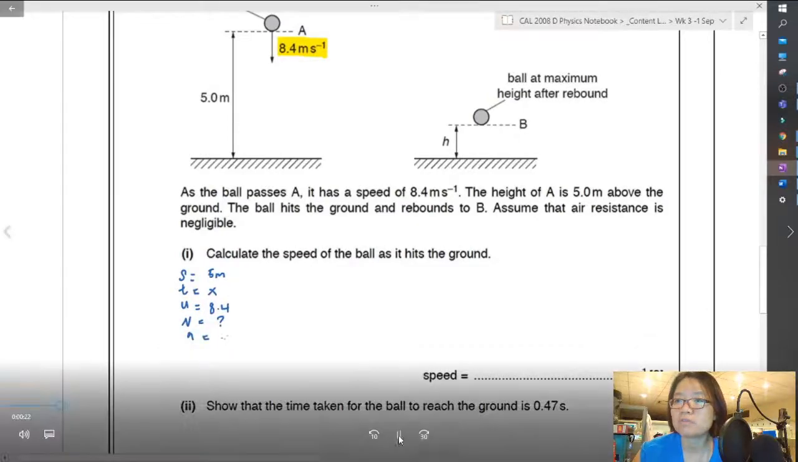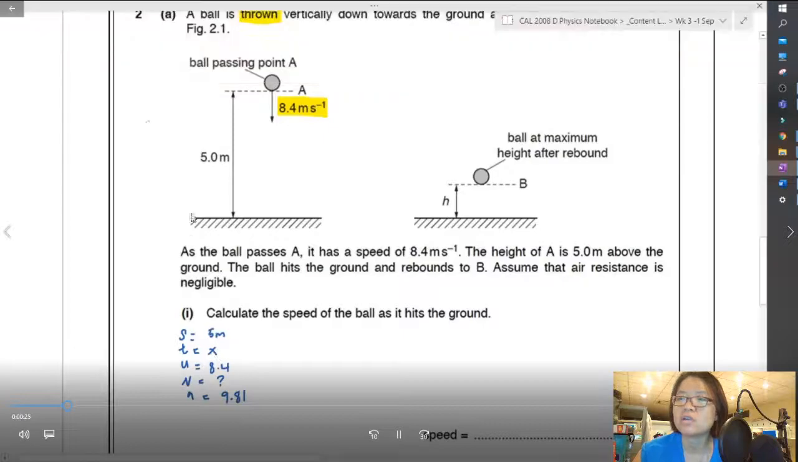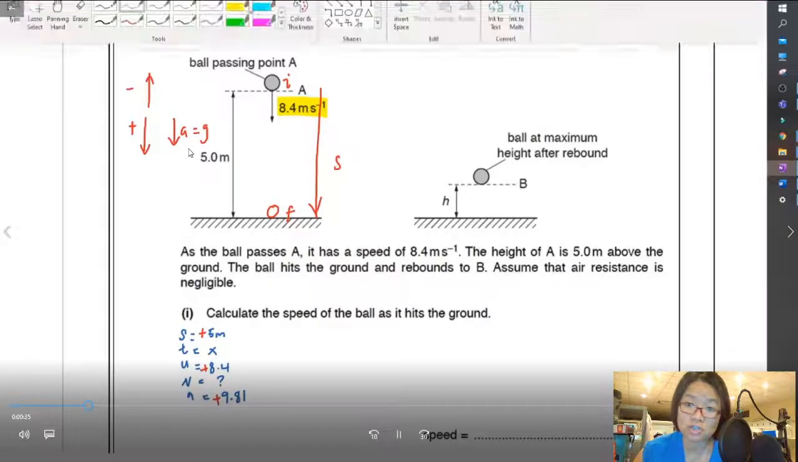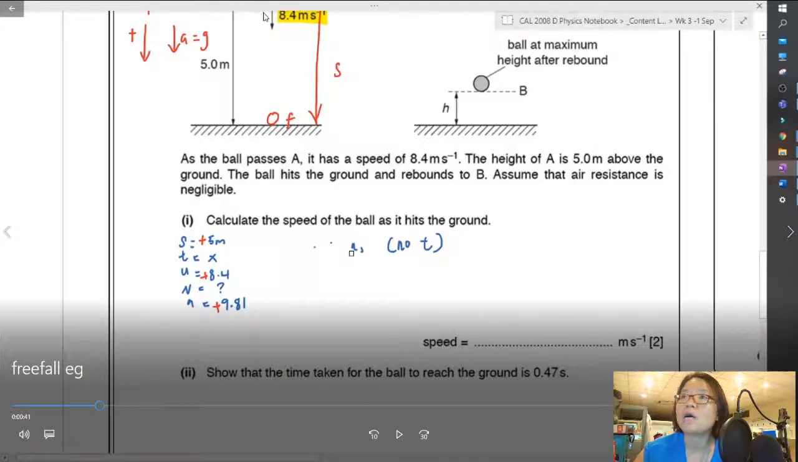Ball travels 5 meters. And you will notice that here, my sign convention is slightly different. Because I notice since everything is going down, I might as well just take down as positive. So here you can see, the ball travels 5 meters downwards. Acceleration is downwards, which is positive 9.81. And it's being thrown downwards, so it's positive 8.4. Make sense? Because it's being thrown downwards.